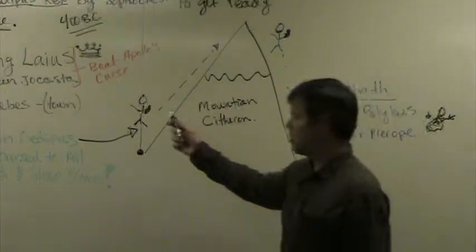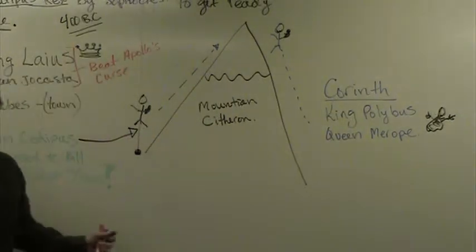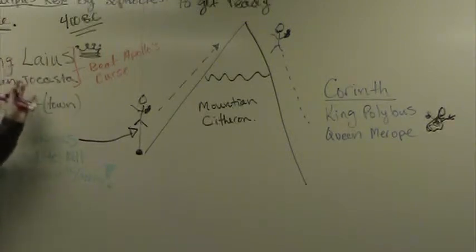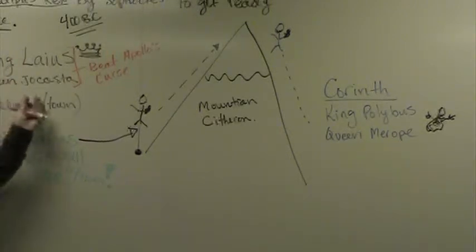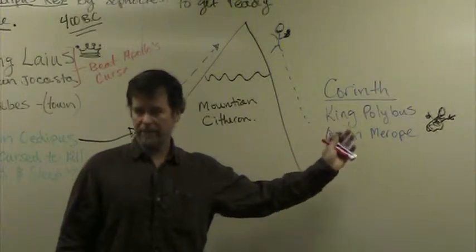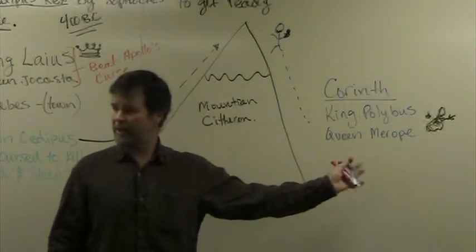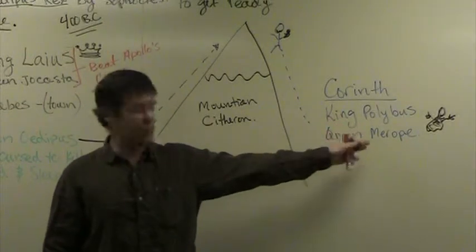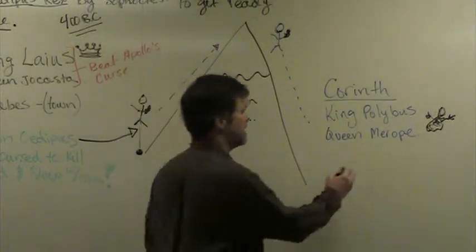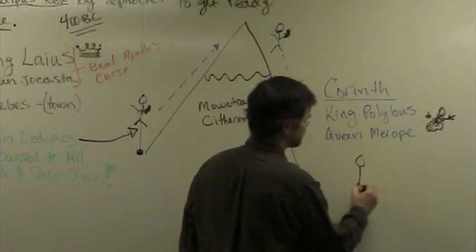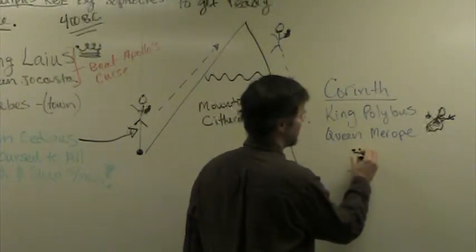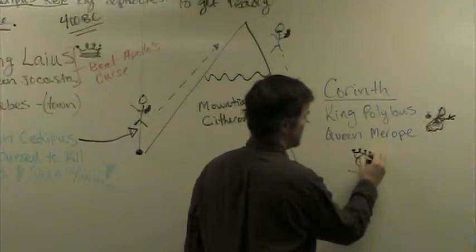Alright? Meanwhile, over here in Thebes, everything's fine, right? They got rid of the baby. Jocasta and Laius are still king and queen of Thebes. Everything's grand. Oedipus grows up in Corinth, and as far as he knows, he's the prince for the king and queen of Corinth. He's going to become the king. Give him a little crown. He's on his way to becoming king.